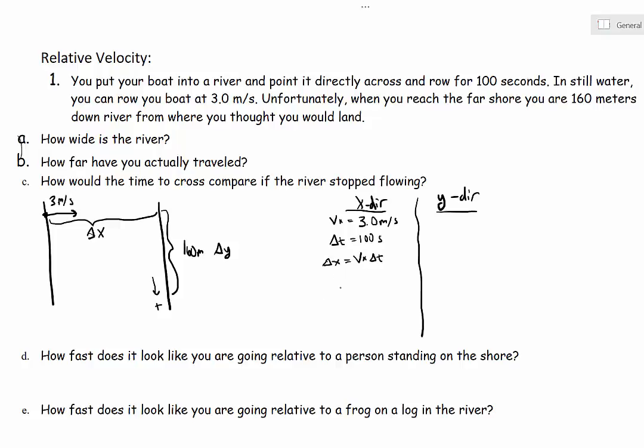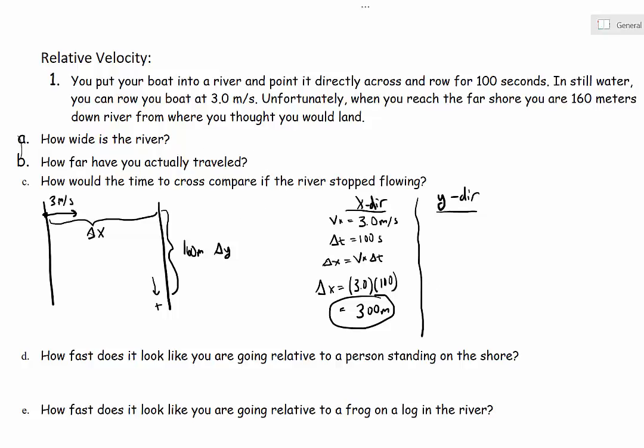my equation for constant velocity in the x direction. And when I do so, I take my 3 meters per second times my 100 seconds, and I get that the river must have been 300 meters across. So there's how wide the river is. X direction motion determines how long across it is. The next question is asking how far have you actually traveled.